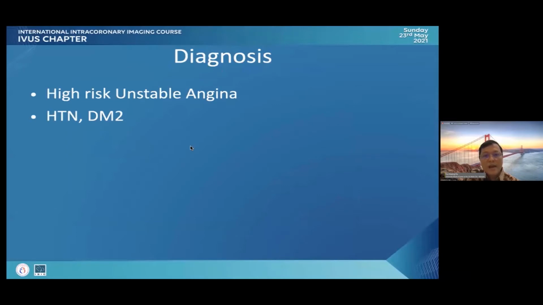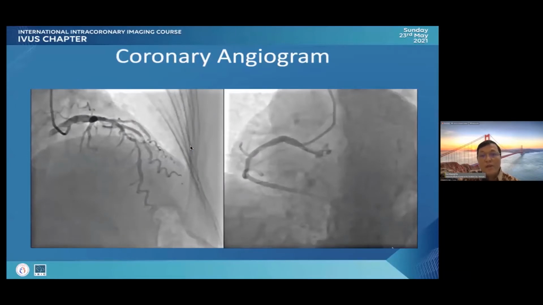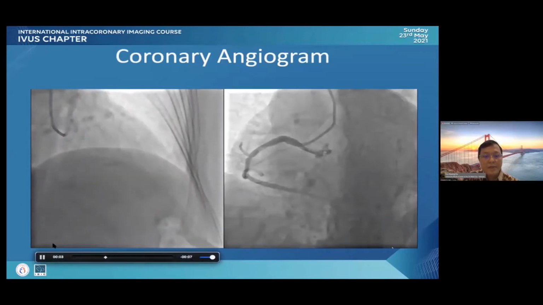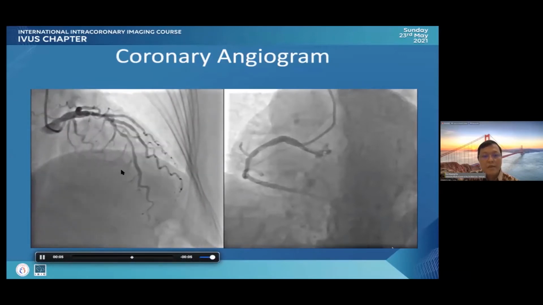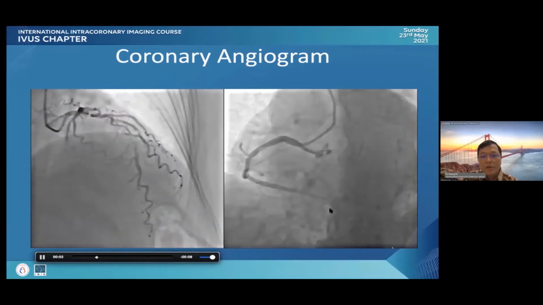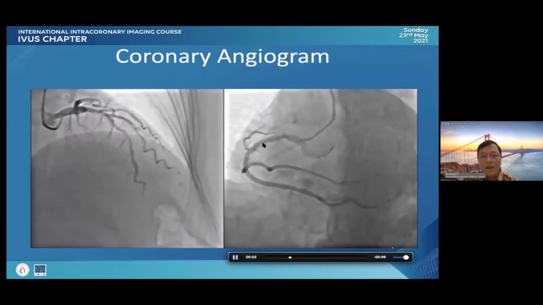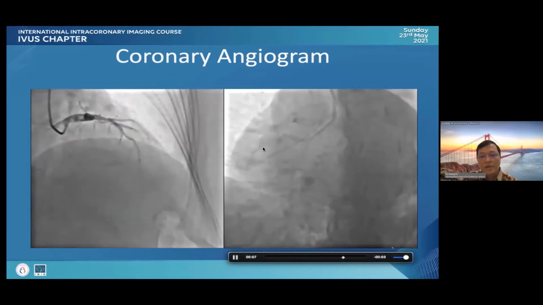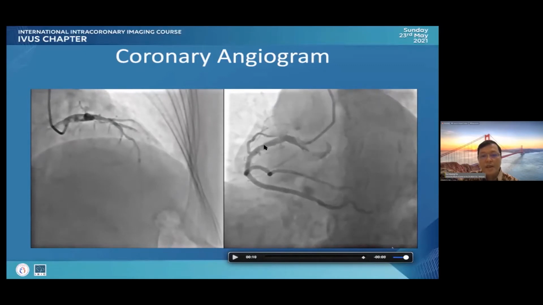This is the diagnosis of the patient: unstable angina, high risk unstable angina, in a patient with hypertension and diabetes mellitus. We took the patient to the cath lab, and this is the left side angiogram. We have a moderate calcified lesion in the proximal extending to the mid LAD, and we also see some haziness in the mid RCA, maybe thrombus or calcified lesion.